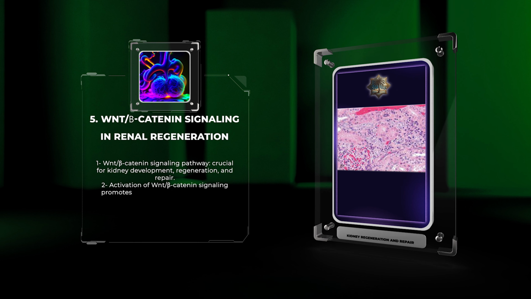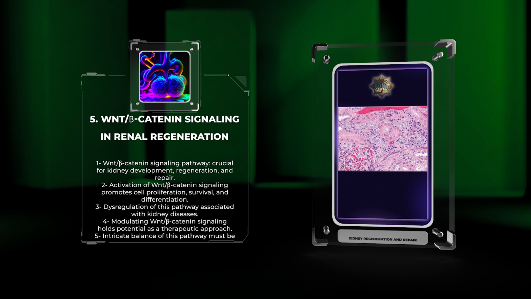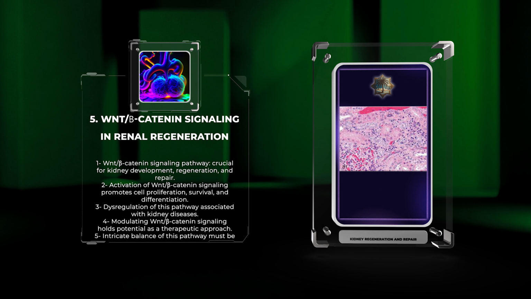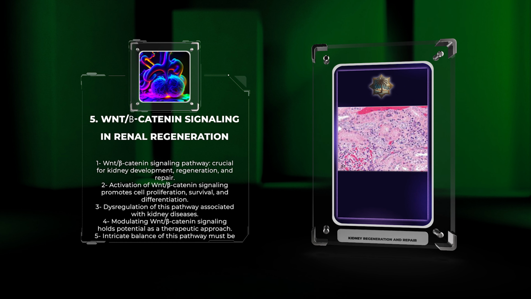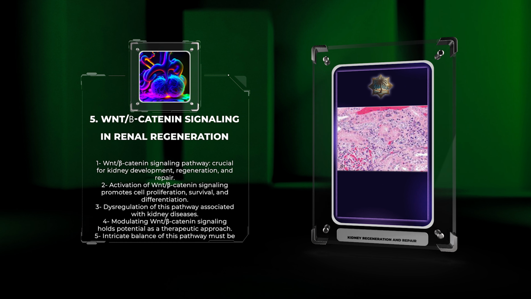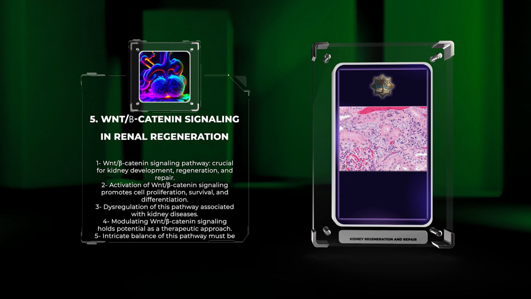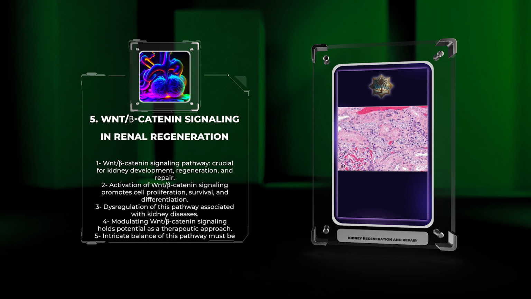The WNT/beta-catenin signaling pathway plays a crucial role in kidney development, regeneration, and repair. Activation of WNT/beta-catenin signaling promotes cell proliferation, survival, and differentiation, which are vital for renal tissue regeneration. Dysregulation of this pathway has been associated with kidney diseases, including renal fibrosis. Modulating WNT/beta-catenin signaling holds potential as a therapeutic approach to enhance kidney repair processes.